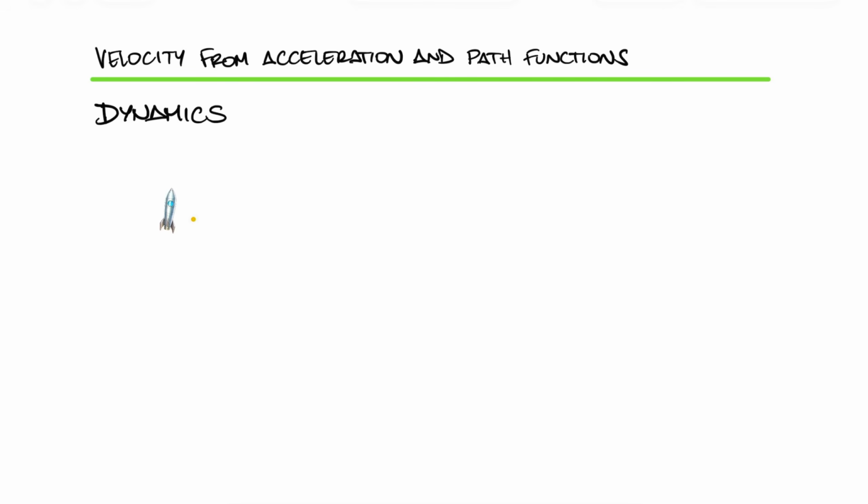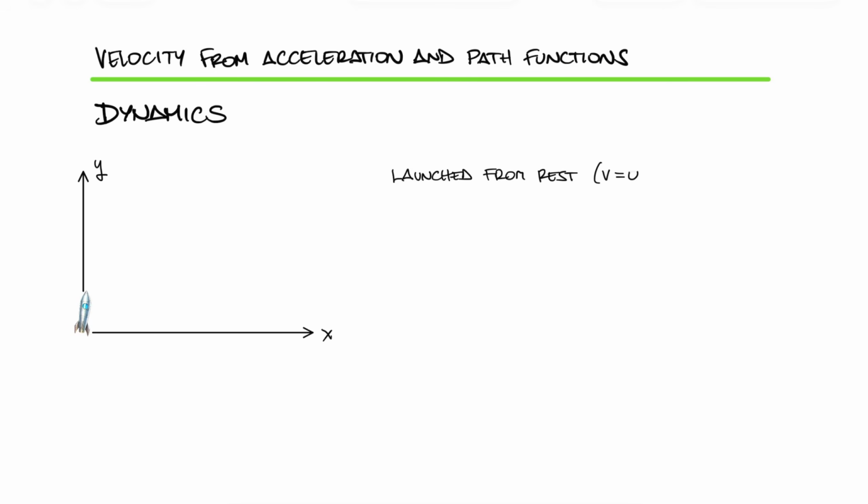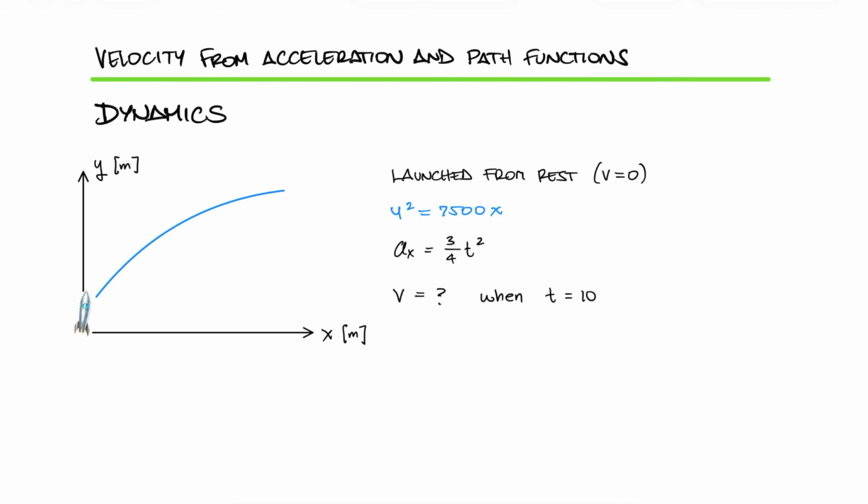A rocket is launched from rest at x equal to 0 and follows a parabolic flight path described by y squared equals 7500x, where x and y are measured in meters. The rocket's horizontal acceleration is given by a_x equal to 3/4 t squared, where a_x is in meters per second squared and t is measured in seconds. What is the magnitude of the rocket's velocity when t is equal to 10 seconds?